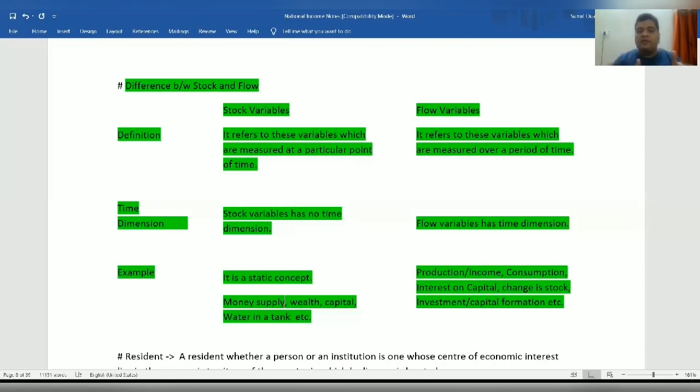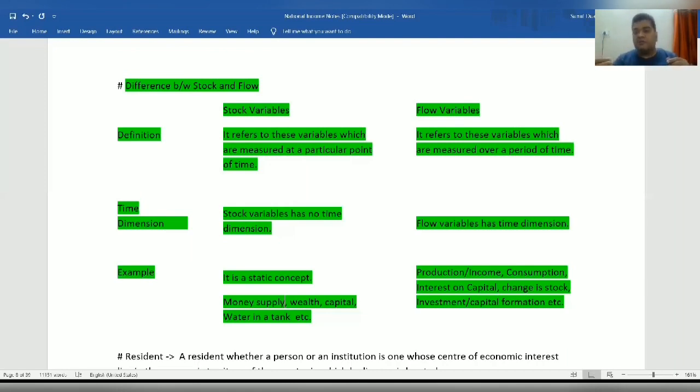Stocks are those variables which are measured at a particular point of time. They have no time dimension. But flow variables have a time dimension. They are measured over a period of time. Understood? So if I give you one example, depreciation: why is depreciation a flow? Because depreciation is either yearly, monthly, or daily.